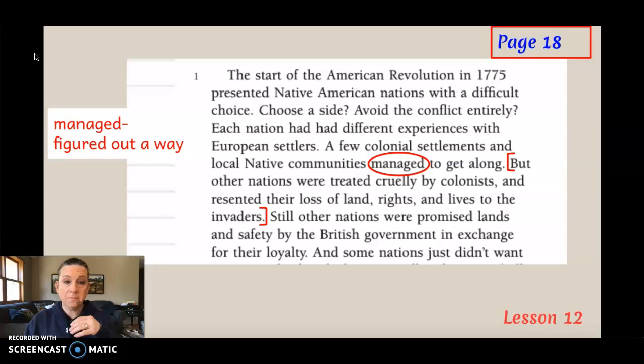So, managed is to figure out a way. If you look at the sentence that I have circled, the word managed, some were comparing that. They were able to get along. And then you've got other nations that were not, because they were treated unfairly. They were treated cruelly. Okay, so comparing and contrasting those two things, it shows that managed means we figured out a way. They figured out a way to get along.